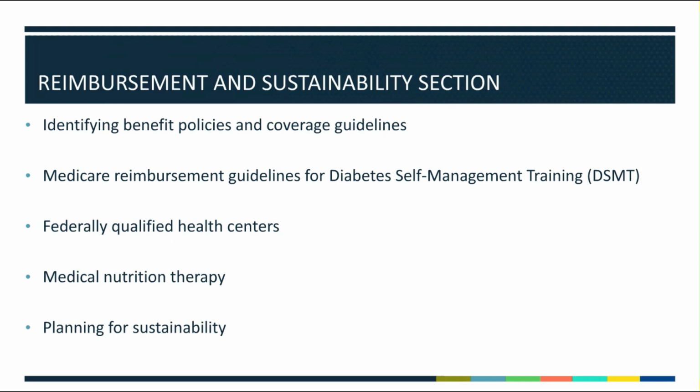In the reimbursement and sustainability section of the toolkit, you will find information about identifying the benefit policies and coverage guidelines, Medicare reimbursement guidelines for diabetes self-management training, or DSMT, federally qualified health centers, medical nutrition therapy, and also planning for sustainability.